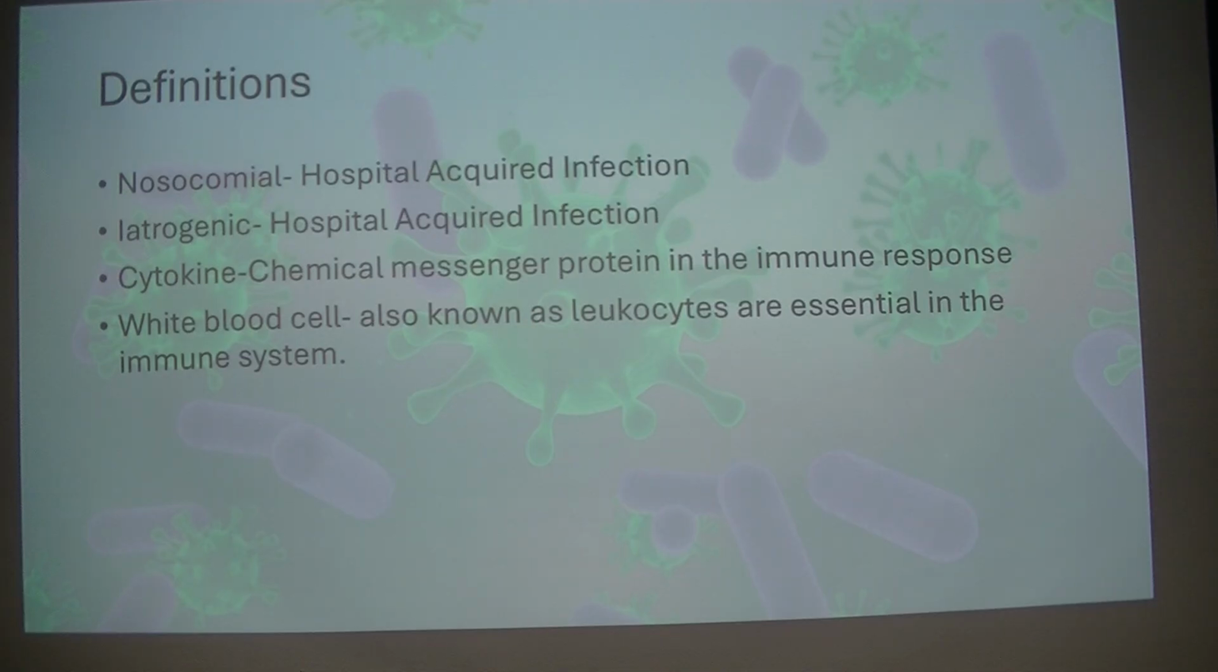So these two definitions are important because they are healthcare acquired. Nosocomial and iatrogenic are healthcare or hospital acquired infections. Cytokines are chemical messenger proteins in the immune response, and white blood cells, also known as leukocytes, are essential in the immune system.